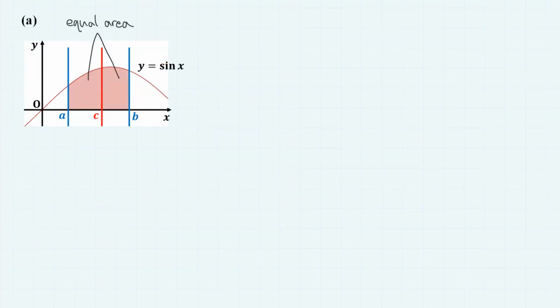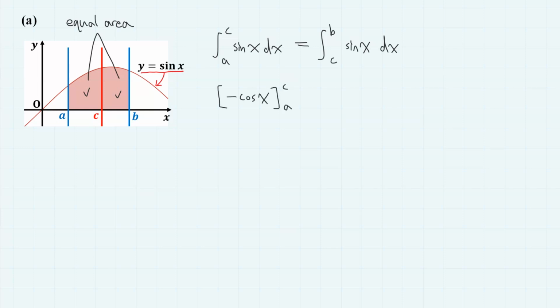So the first problem, for the curve y equals sine x. We can set up the equation as follows. The area on the left can be expressed as the integral of sine x from a to c, and this must equal the area on the right, which is the integral of sine x from c to b. Since the antiderivative of sine x is minus cosine x, we have a and c here, and minus cosine x with c and b here.